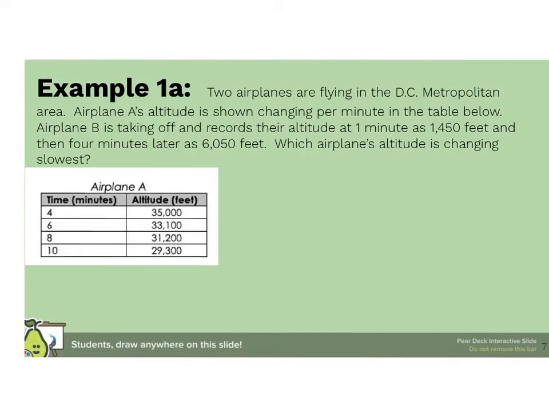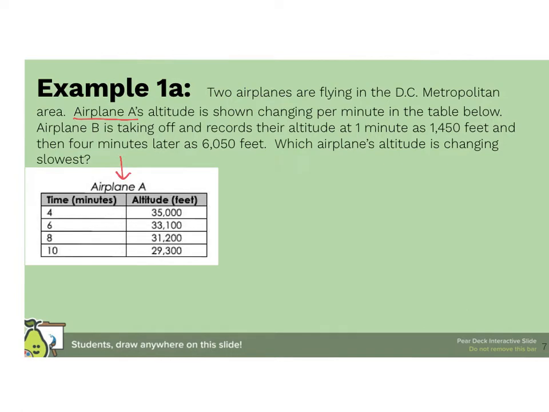All right, example 1. I gave you 2 slides for this in case you need 2 slides to show your work, but you might be able to fit it all on one. We'll see, but let's go ahead and annotate. So we have 2 airplanes flying into the DC metropolitan area. Airplane A, the altitude is shown in the table.